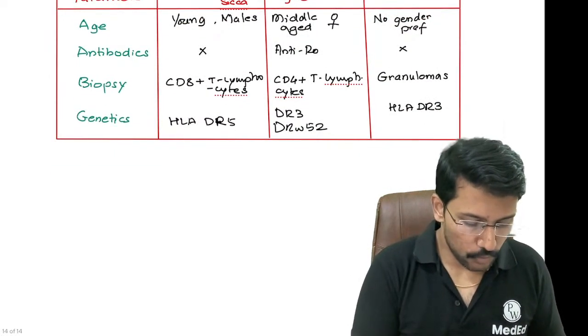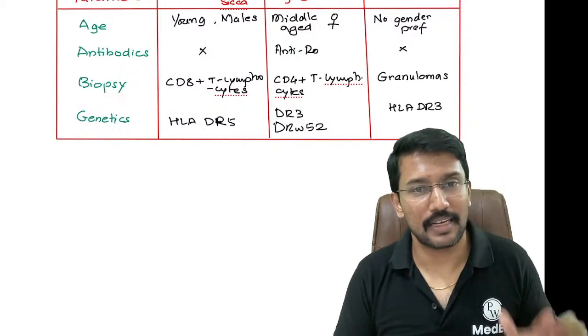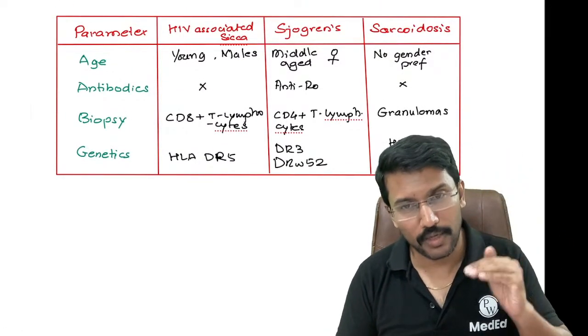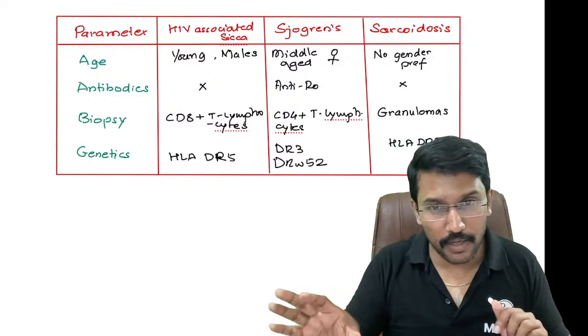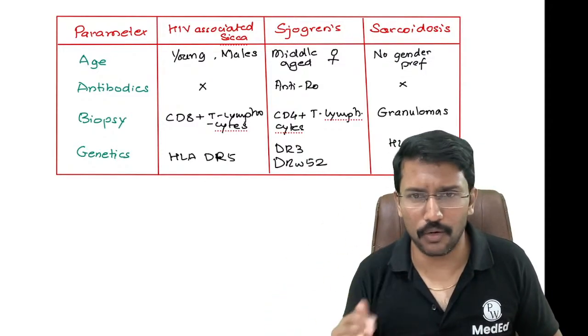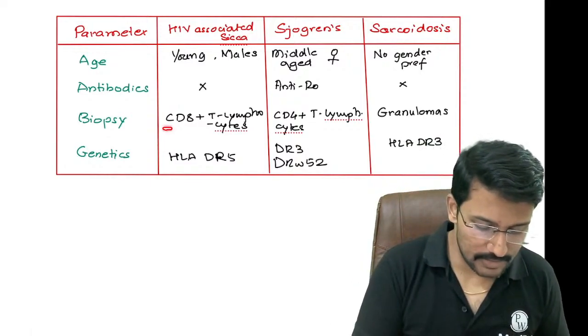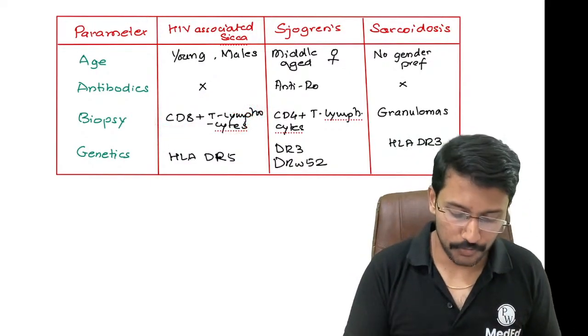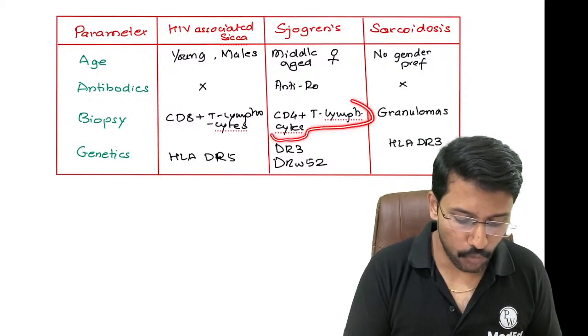Right. When we do the biopsy of the affected salivary glands, in HIV we know that the CD4 cell count is low, right? So if the cells are invading the glands, obviously it has to be CD8 because CD4 counts are very low. So you will see that CD8 positive T lymphocytes are invading the glands. But in case of Sjögren's, it is the CD4 T lymphocytes.